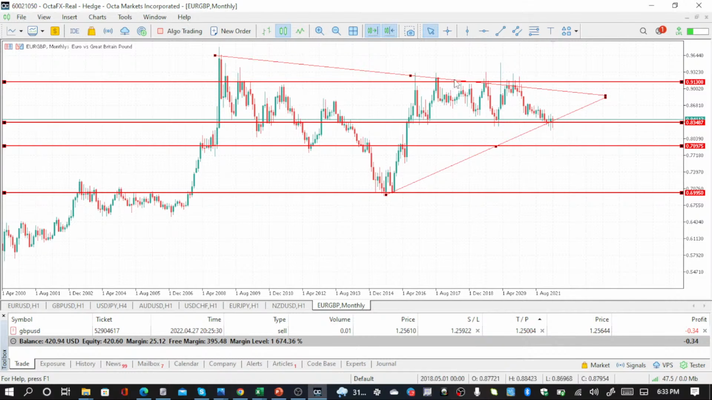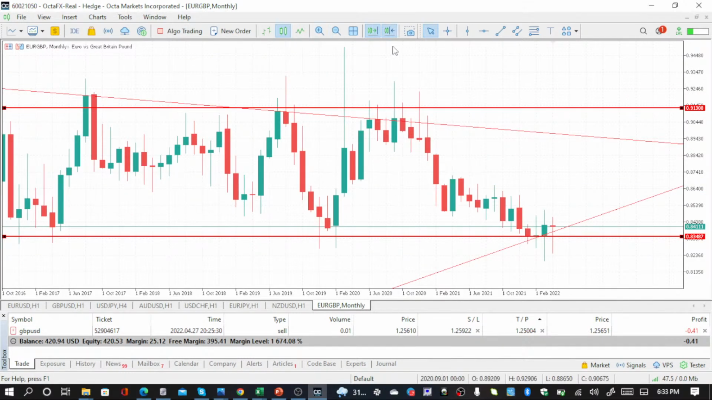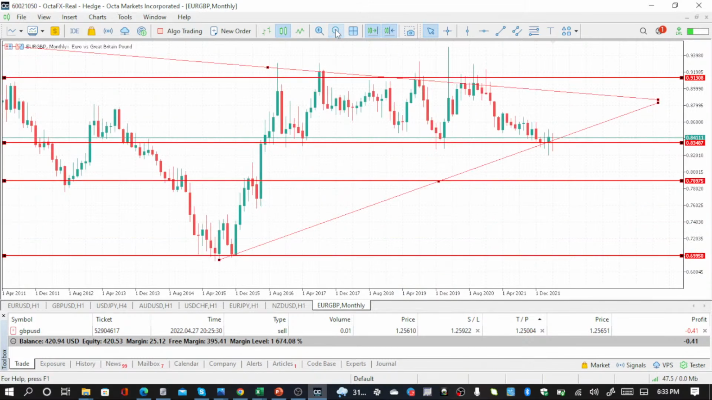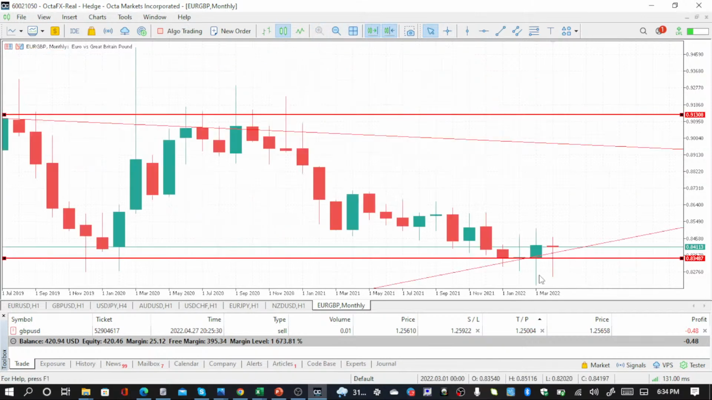Now, if you look closely at what is happening in the current monthly time frame, the last three candles are giving a bullish signal. How did we know that? You can see that there have been rejections. Last month there was a rejection. This month you can see some significant rejection to the upside.